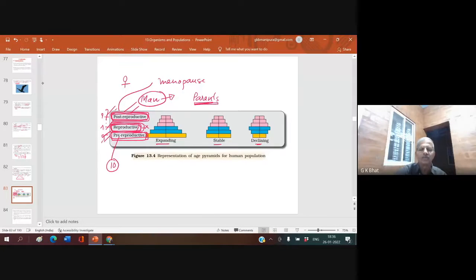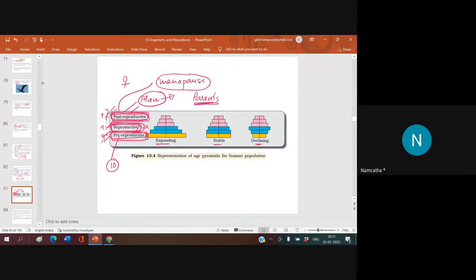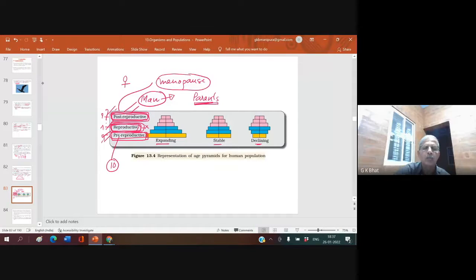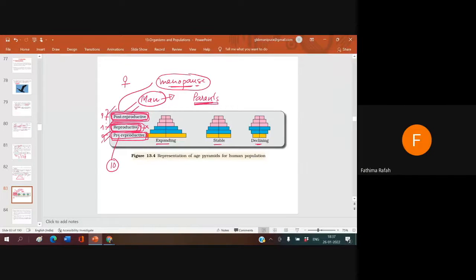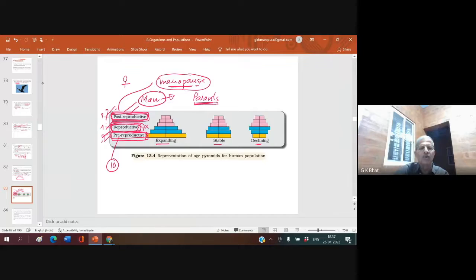Where would you like to place them? They have still not reached menopause, but they have thought of not having any more children. Can you put them in reproductive? Post-reproductive. Therefore, you cannot go by maturity.